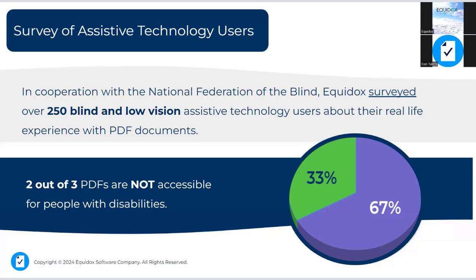So that's what we're trying to change. We're trying to make sure that we are closing the gap here. We don't want to see 67% of PDFs inaccessible and unusable to a large section of the population. We want to make sure that we are empowering organizations to do the right thing and get these documents up to the right level of standards so that they can be compliant.